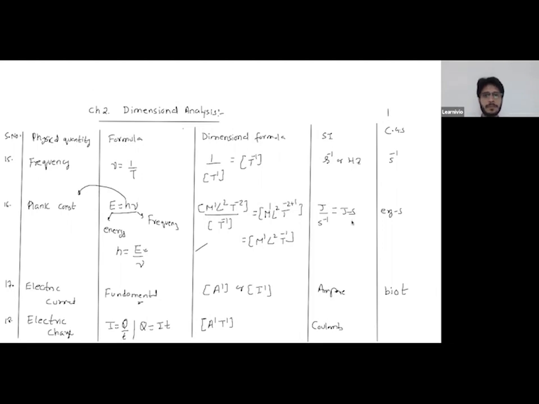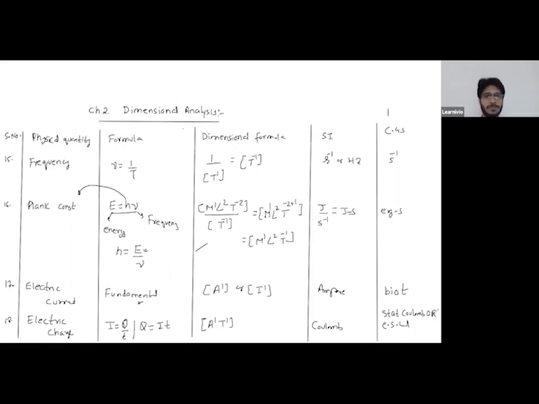Sir, will electric charge not have a CGS formula? We usually don't use CGS quantity, but the CGS unit is ESU, electrostatic unit. No one will ask CGS of charge, but this is electrostatic unit, ESU. There is one more name of this unit, which is stat coulomb. Either stat coulomb or ESU.